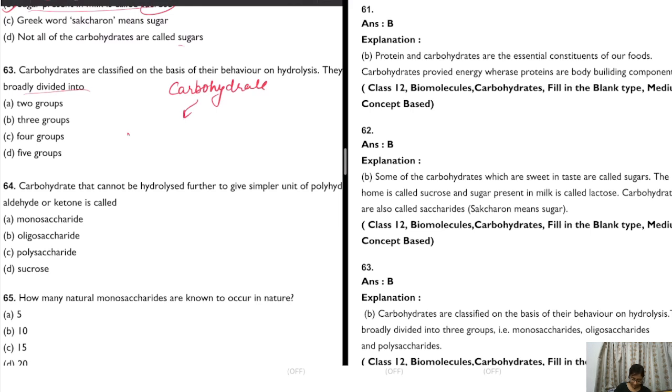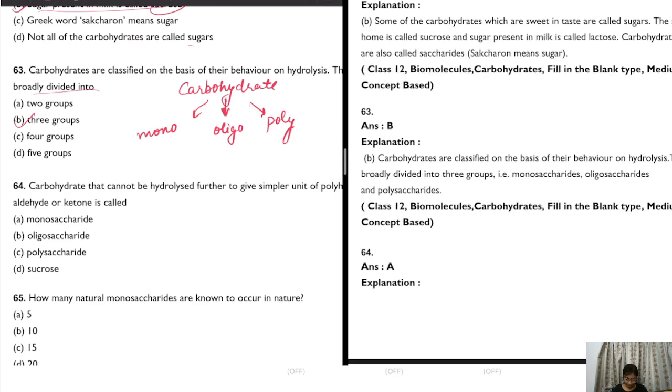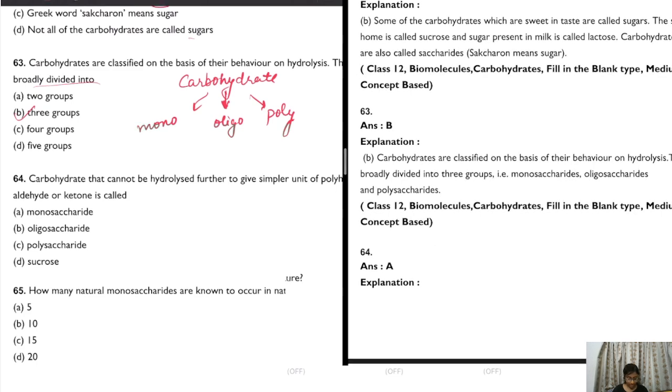As monosaccharides, as disaccharides... That is not the main classification, disaccharides is not the main classification. As oligosaccharides and as polysaccharides. So it is made of three groups. This is given very clearly in your NCERT. It is mentioned there. You'll see it in the initial paras. Now let's see the next question.